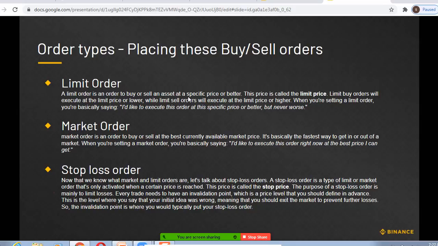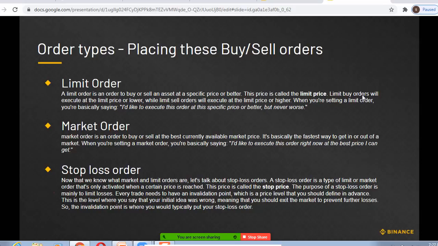That means you are the one to specify the price you want to buy or sell your assets. Okay, so this price is called the limit price. That's the price you choose. It's called the limit price. And the limit buy order is the order that will execute at the limit price or lower.